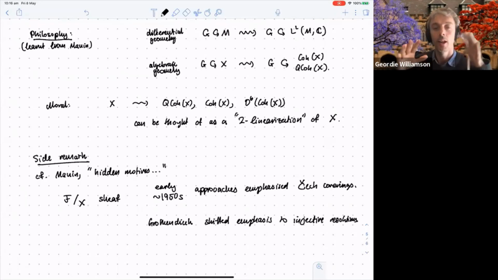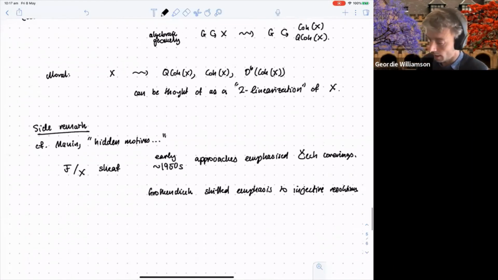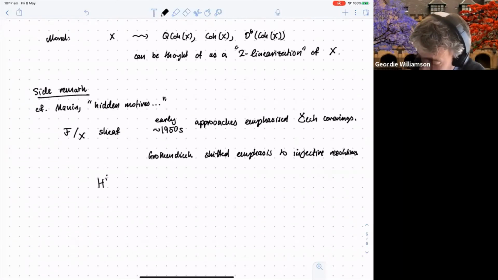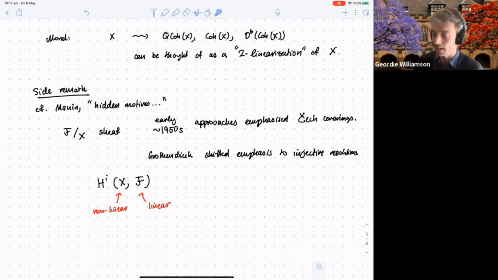So now, rather than breaking X up into pieces, what we do is we replace F by a complex of things which are kind of contractible or something. And I just found it so beautiful. He says, if you look at this formula, you have two variables here. You have the nonlinear variable and you have the linear variable. And he explains this movement from here to here, emphasized by Grothendieck, as being a movement from the nonlinear variable to the linear variable.